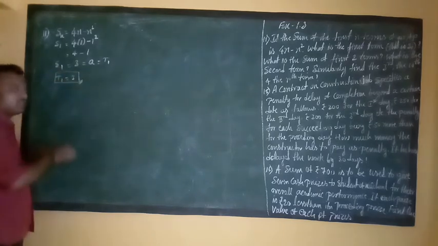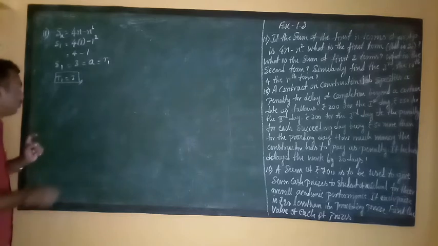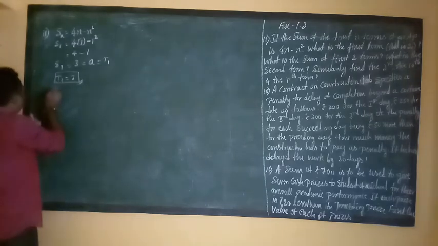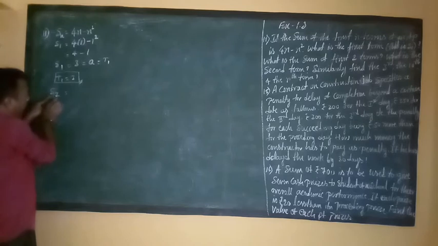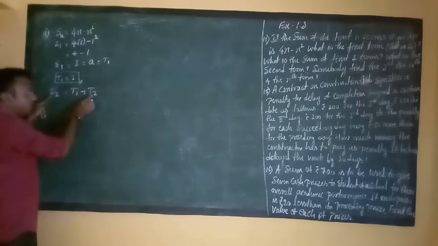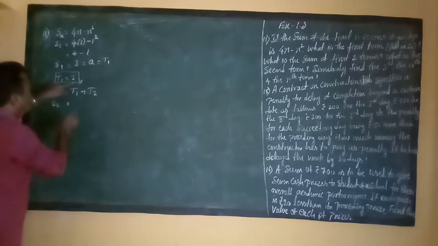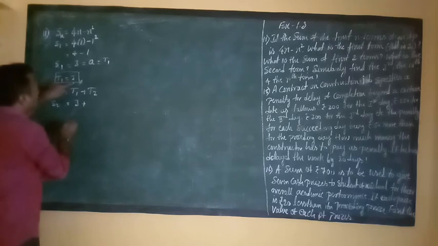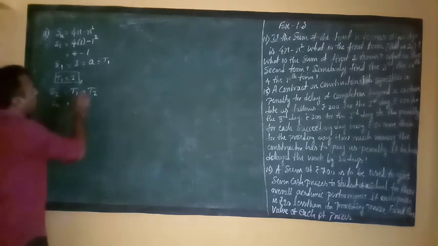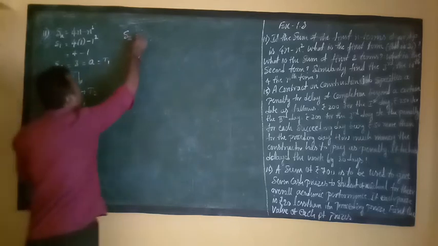We want the second term and also the sum of the first two terms. So first we have to calculate the second term. How do we calculate the second term? S2 contains T1 and T2. If you add these two terms, we get S2. So S2 is equal to T1, and T1 is 3. And T2 we want. If we want T2, we have to calculate S2 first.